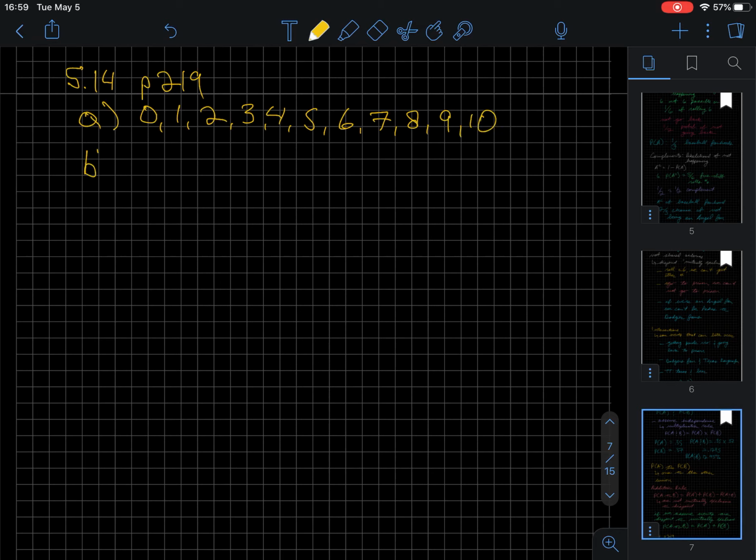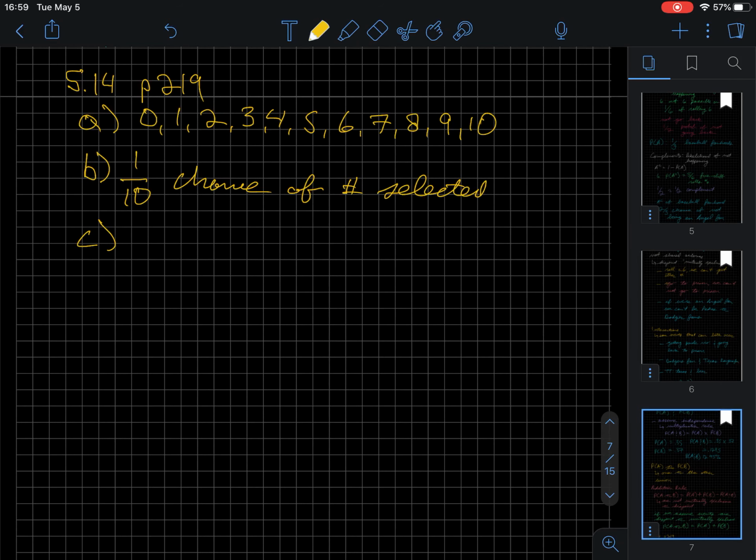Pretty easy. And then for B, state the probability for each possible outcome based on what you know about the way random numbers are generated. So we're assuming they're independent, that there's no dependency between them. And since there are 10 numbers, there is a 1 out of 10 chance of a number being selected. Pretty simple.